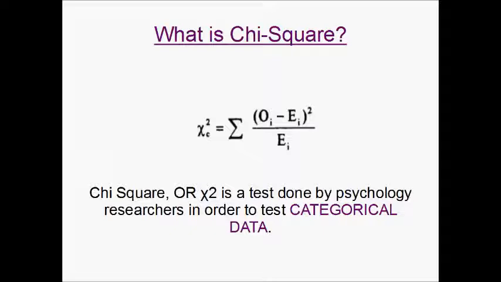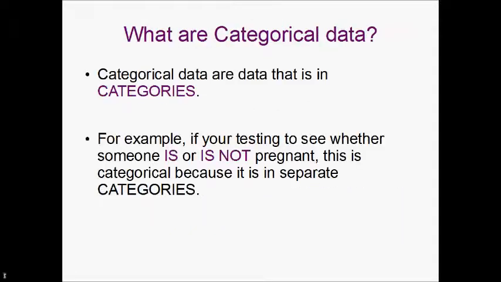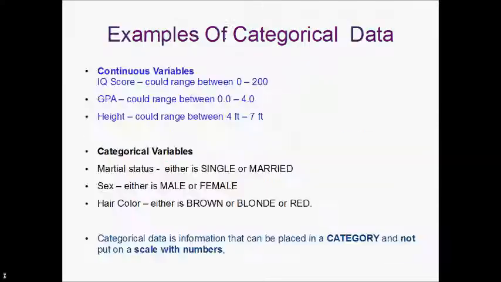Chi-square, or x2, is used by psychology researchers to test categorical data. So let's jump into what categorical data is. Categorical data are data that is in categories. For example, if you're testing whether someone is or is not pregnant, this is categorical because it's in separate categories. So how can you spot whether something is categorical?